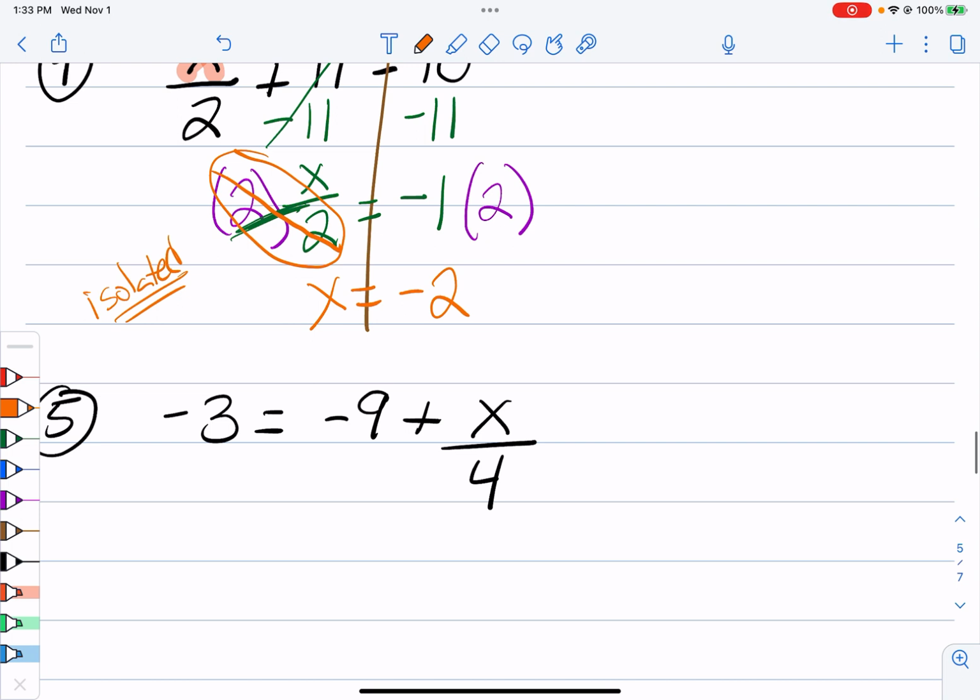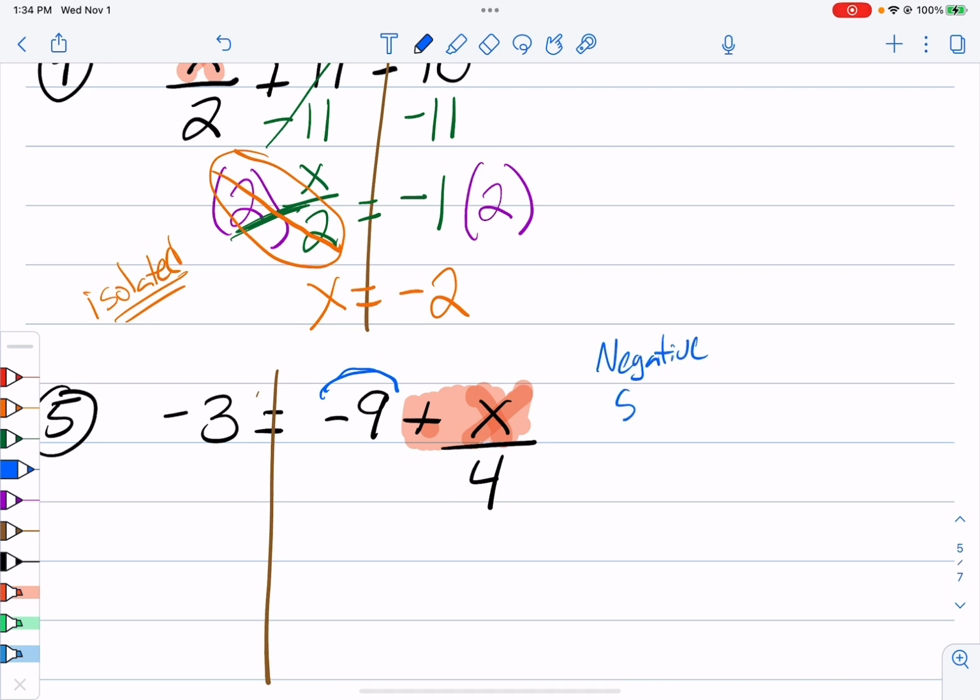Okay, problem number 5. We have negative 3 equals negative 9 plus x over 4. So here's my variable. We have a plus sign in front of it, but we also have a negative 9. Now, since our variable is in the back, this plus really belongs to the x. That means that our x is positive. Our 9 that's sitting up here is a negative, and a negative and a subtraction are interchangeable, which means you can say them both ways. That negative 9 really means that 9 is like being subtracted. So those are the same words, the same signs.